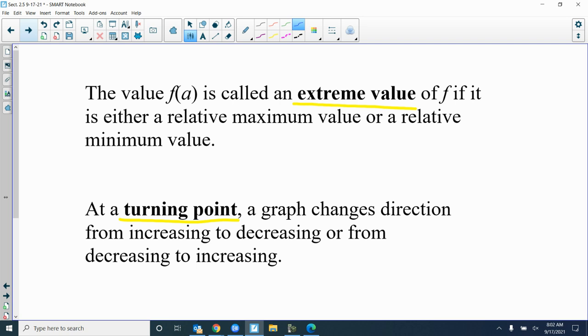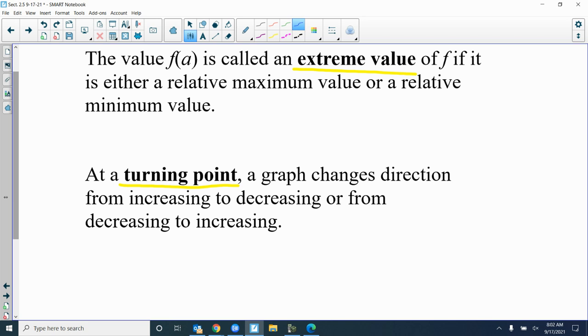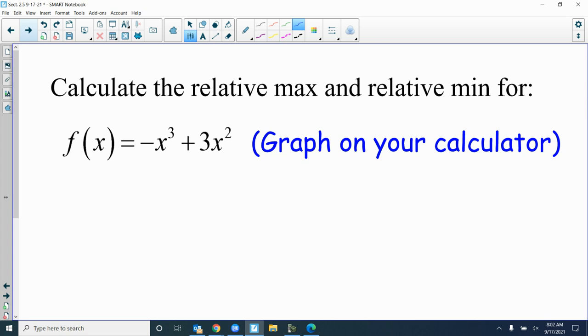Turning point should make sense, because at that point the graph turns from either increasing to decreasing or from decreasing to increasing. So a graph changes direction from increasing to decreasing or from decreasing to increasing. That's a turning point. Good there? I think these are a lot of little things you've seen, but I want to make sure we're good with them.